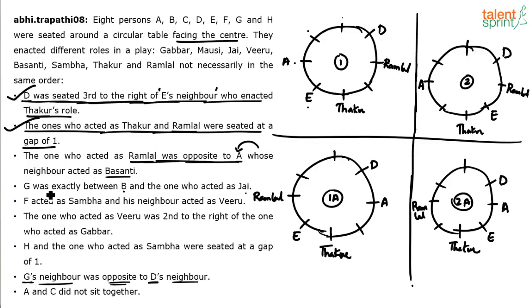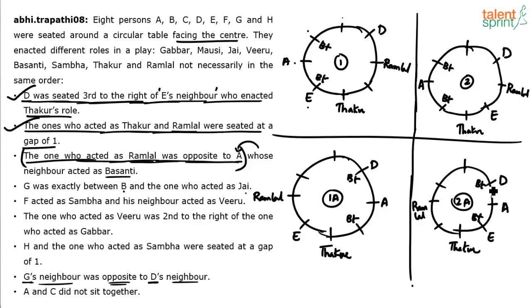The one who acted as Ramlal was opposite to A. This point has also been used. Whose neighbor acted as Basanti? A's neighbor acted as Basanti. Which means Basanti will either be here or here. These are the only 2 possible positions of Basanti. I am taking Basanti as BT by the way. Similarly, in case 2, Basanti can come here or here. In case 1A, Basanti can be this or this, and in 2A, Basanti can be D or E.